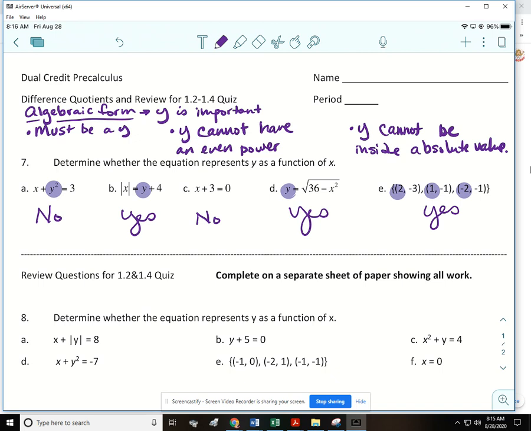We would also, I guess, on this one, just kind of check to make sure there's not a plus or minus in front of the square root, because that would give you two y's for one x. I'm not sure if that will come up, but just something to think about.